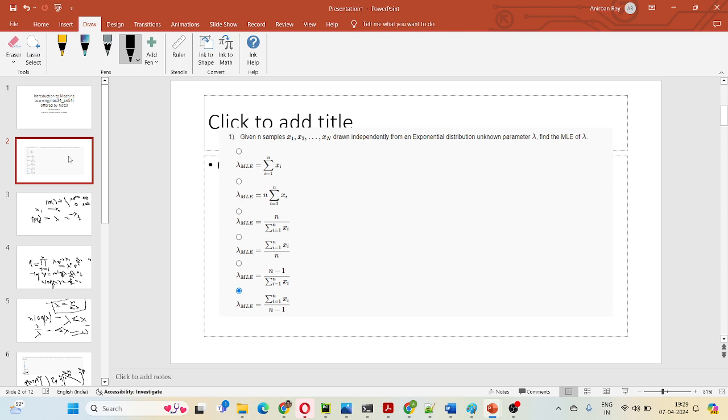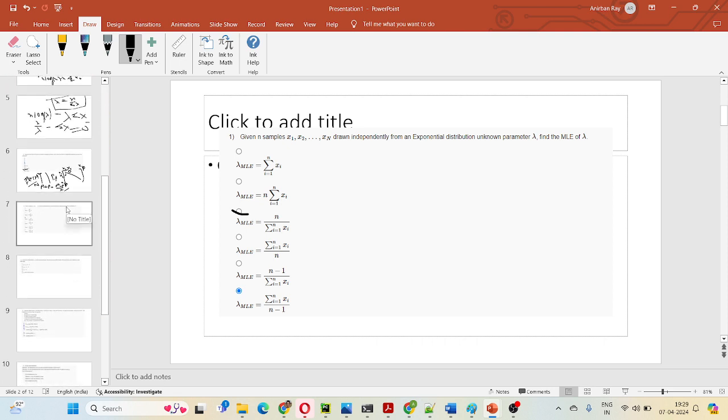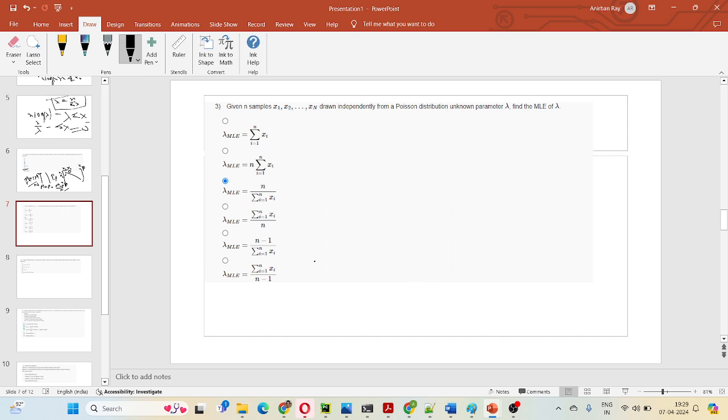We've calculated MLE many times actually. So this is another MLE question. I think you can do the Poisson distribution. You can do this one.